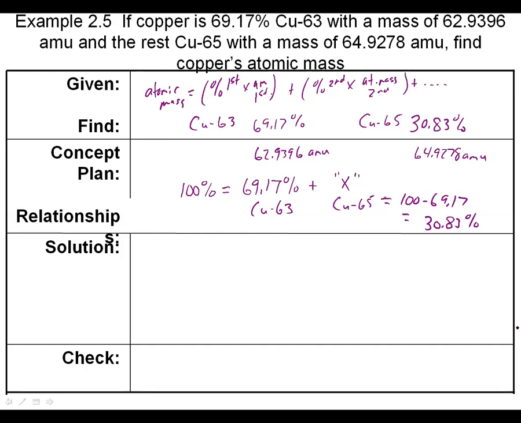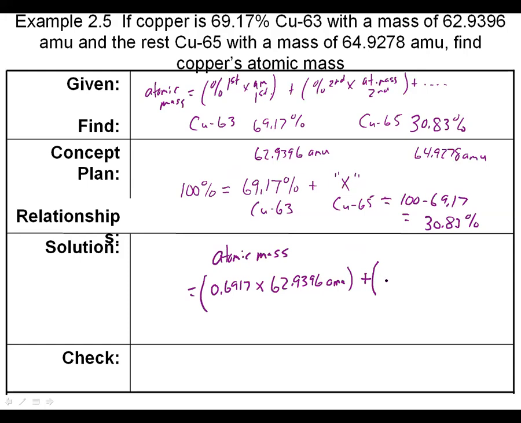So now we do actually have everything that we need to calculate it. So we could say that the atomic mass would equal, we want to convert our percentage into a decimal. So our 69.17 will become 0.6917 times the atomic mass of our first isotope, 62.9396 AMU. Then we're going to add, and multiply the percentage of our second isotope.